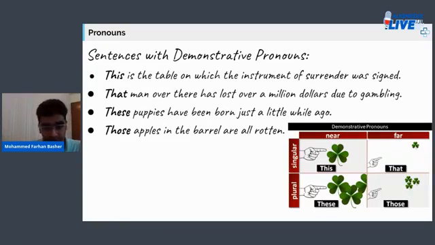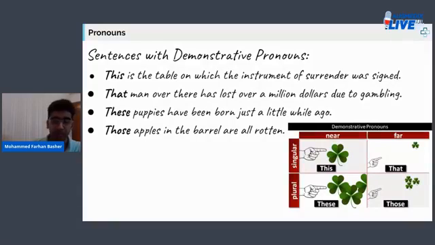All right, now you have plural, as in you have a number of things in front of you, maybe a number of puppies, and you want to talk about them. What do you say? You say, these puppies have been born just a little while ago.